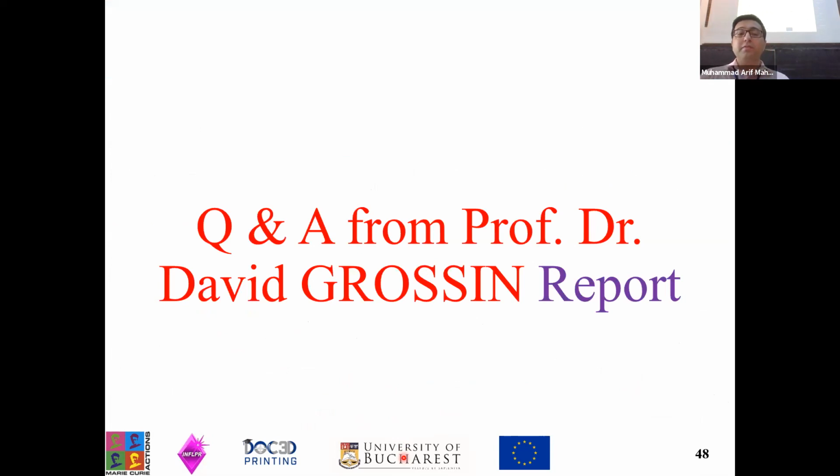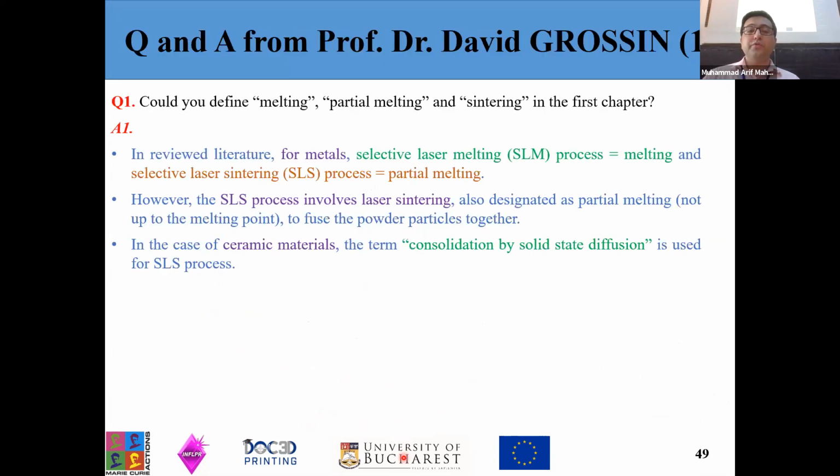So during my thesis review, there were some questions asked by Professor Dr. David GROSSIN. The first question he asked: could you define melting, partial melting, and sintering in the first step? Yes, of course. In the literature review, the term melting is usually used for the selective laser melting process, and partial melting is used for selective laser sintering, or another term is consolidation by the solid state.